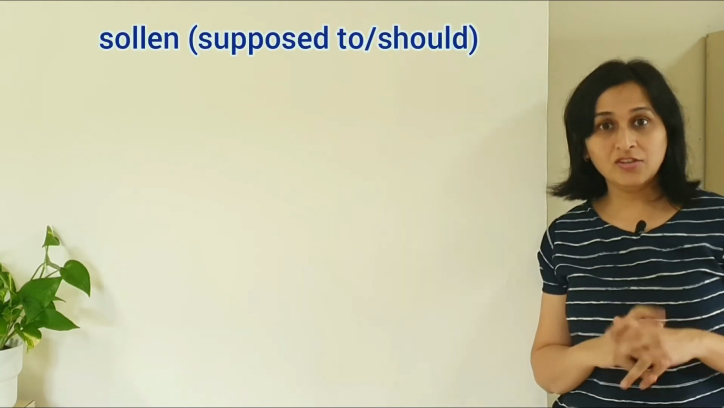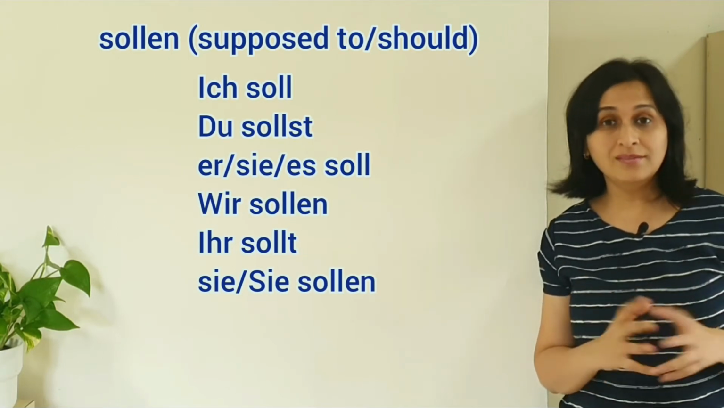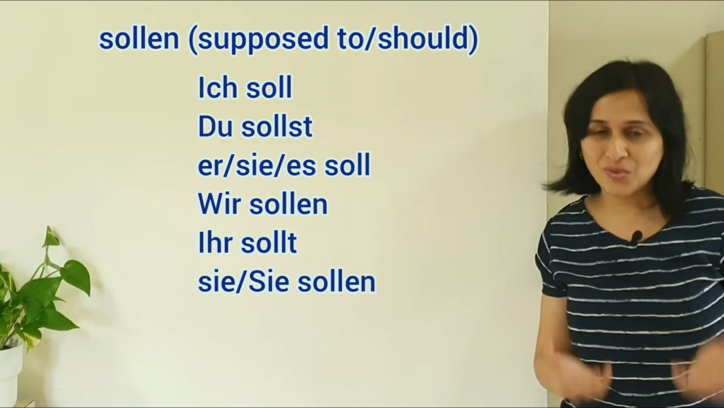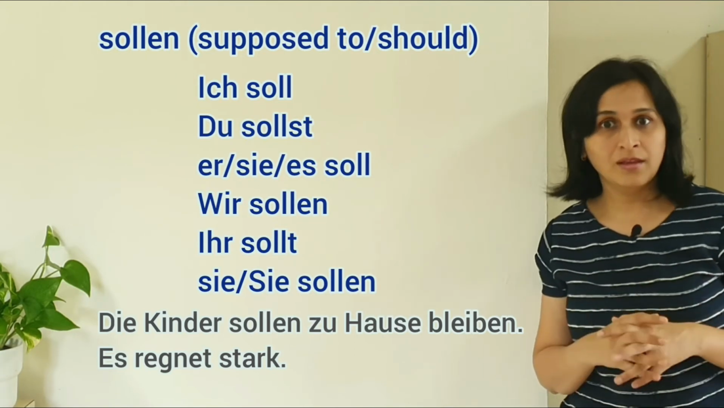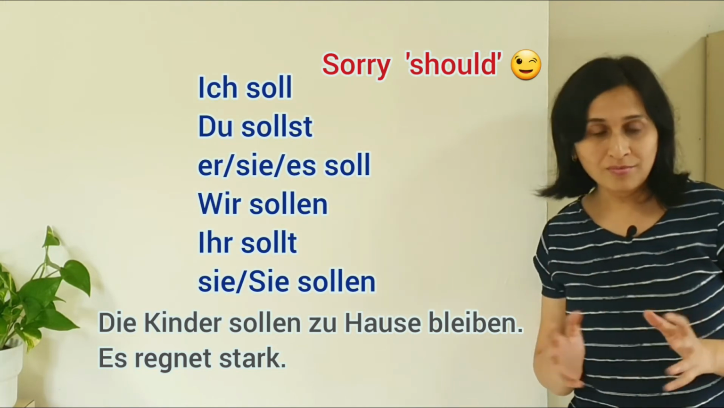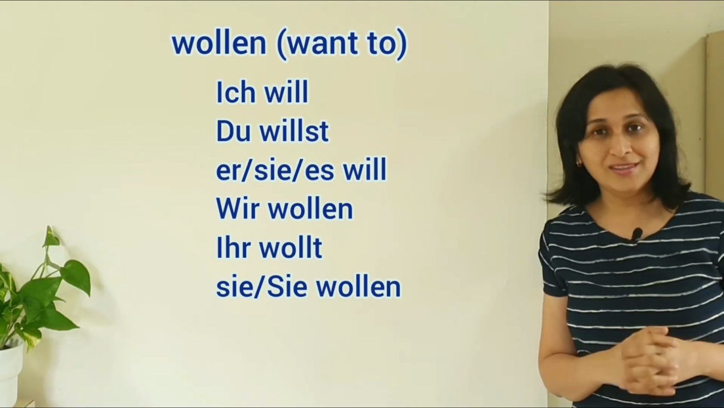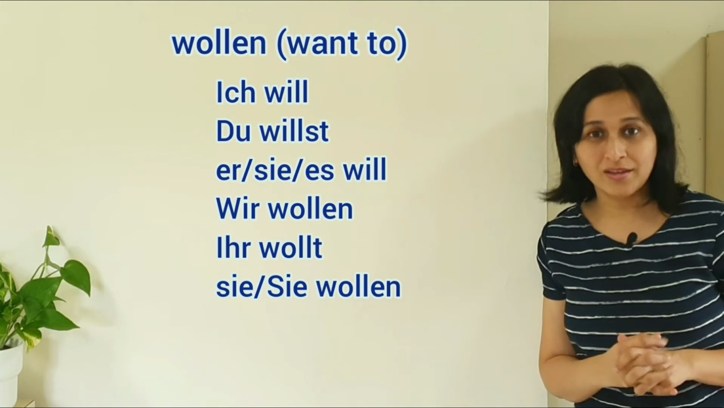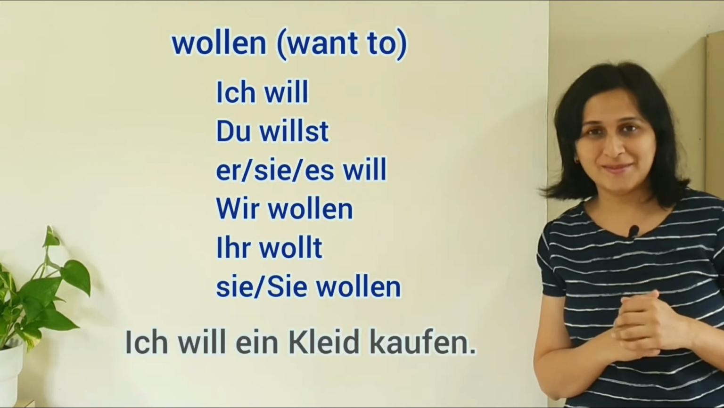Let's understand the next modal verb, sollen. Ich soll, du sollst, sie/es soll, wir sollen, ihr sollt, sie sollen. Zum Beispiel, die Kinder sollen zu Hause bleiben. Es regnet stark. The children must stay at home. It's raining hard. Wollen: ich will, du willst, sie/es will, wir wollen, ihr wollt, sie wollen. Zum Beispiel, ich will ein Kleid kaufen. I want to buy a dress.